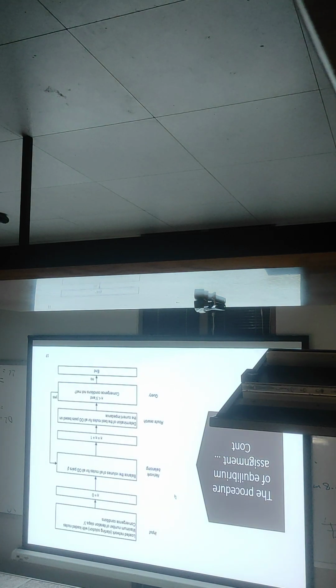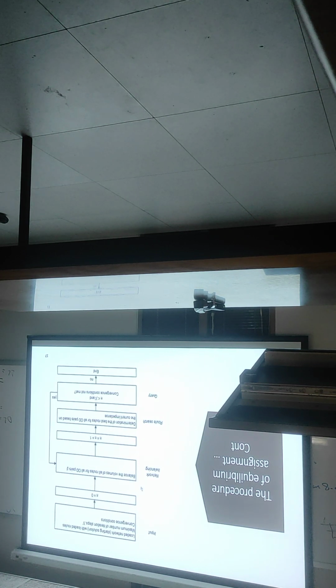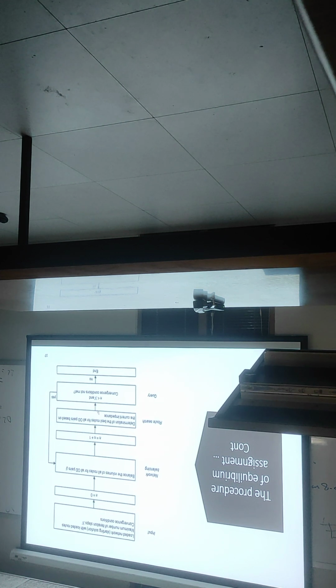As you can see here, this is the procedure of equilibrium assignment. It's just input, load the network, and then we select the number of iterations, then network balancing, and then route search, and then we go again to the second iteration, and so on until we finish. And here we have an example for the equilibrium. As you can see, we have the same network and the same routes.